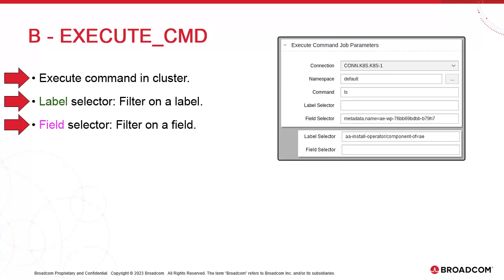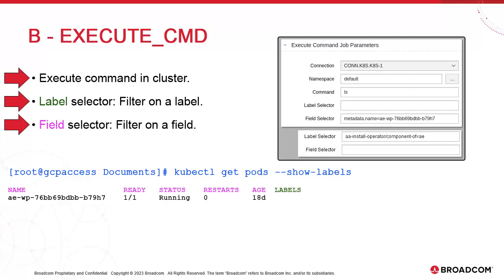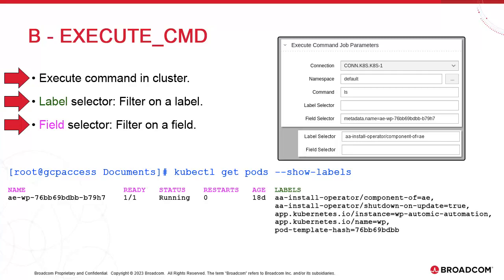The kubectl get pods command with the show-labels option produces the list of pods and fields, as well as all the labels assigned to those pods. You can type in the information in either field, say metadata.name equal, and the name of the pod, or the label equal and the value name, and the command executes in all of the pods that match that label.